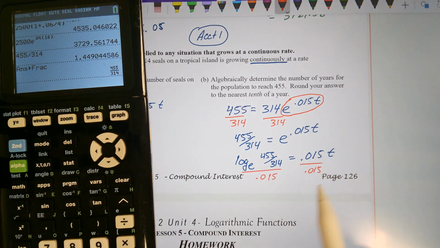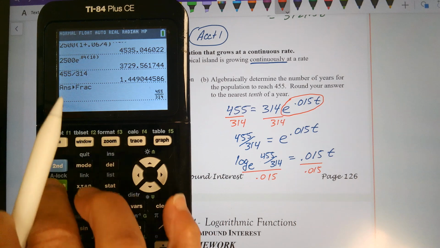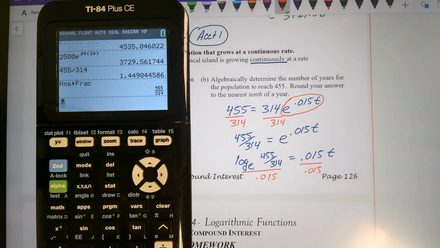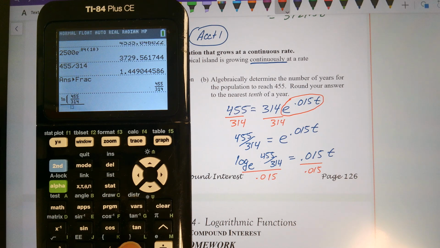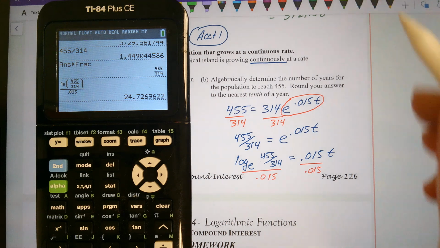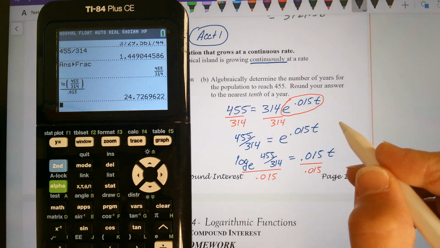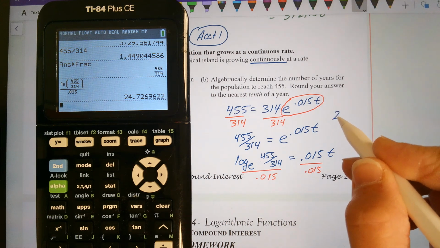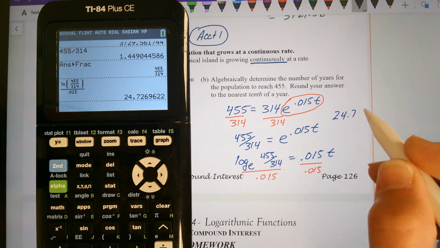So into the calculator, alpha y equals. Log base e is the same as ln. ln, I'm just going to go up and grab that, close that parenthesis, arrow down to the denominator, 0.015. Nearest tenth of a year, 24.7 years.